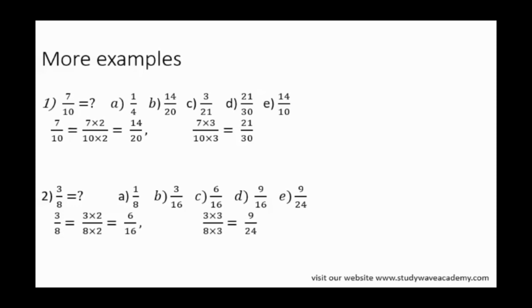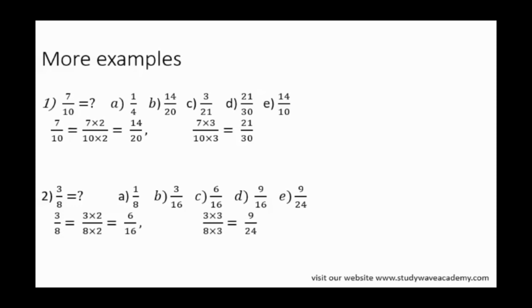So let's check if our answer is there. A, 1 over 8. No. B, 3 over 16. No. C, 6 over 16. That was our first answer, right? Now D, 9 over 16. Is that our answer? No. Let's check E. E is 9 over 24. That is the answer we got, right? Yes. So we have gotten an answer that is a different fraction but will give us the same object. It will do what? Give us the same object.